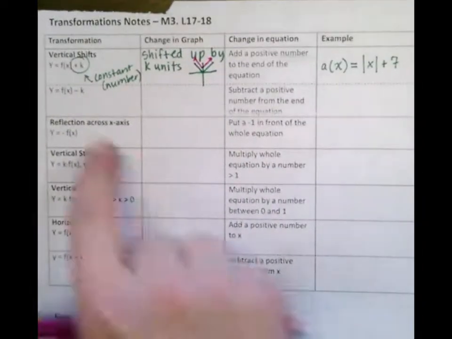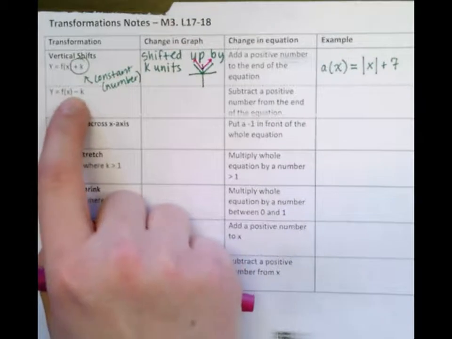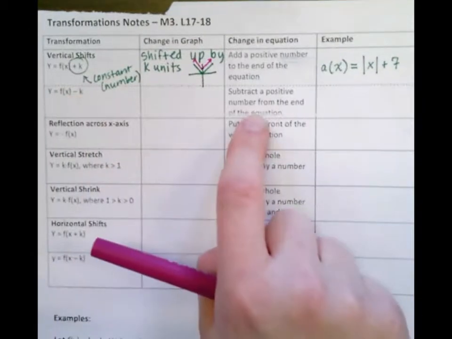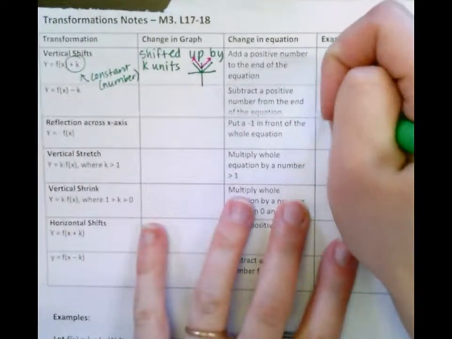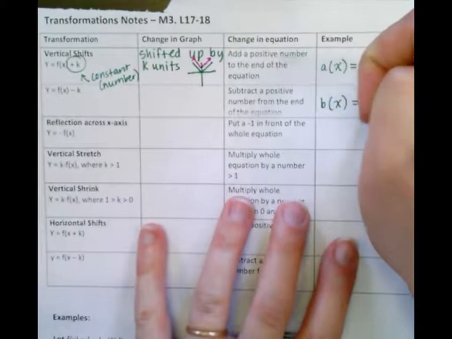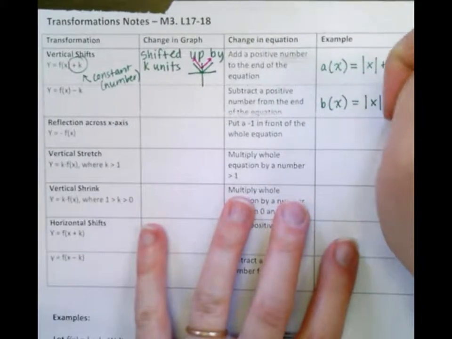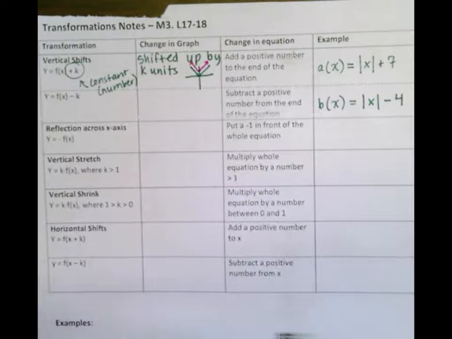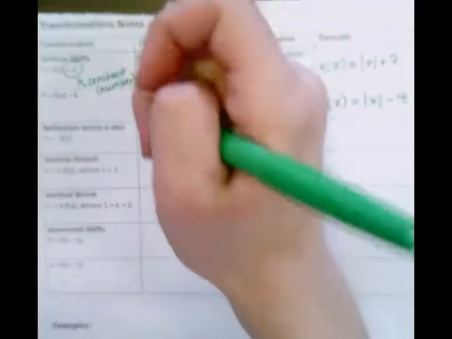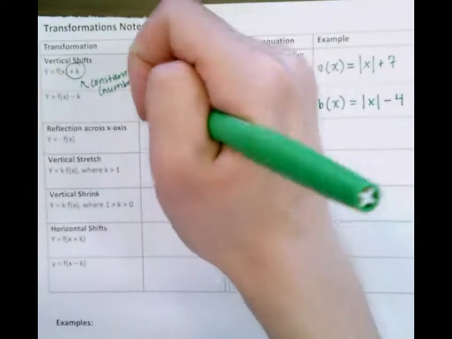Then we also looked at f of x minus k. So when you're subtracting, the idea is we're subtracting a positive number from the end of the equation. An example would look something like b of x equals absolute value of x minus 4. And what we saw on the graph during class was that it shifted down. The whole graph shifted down by k units.